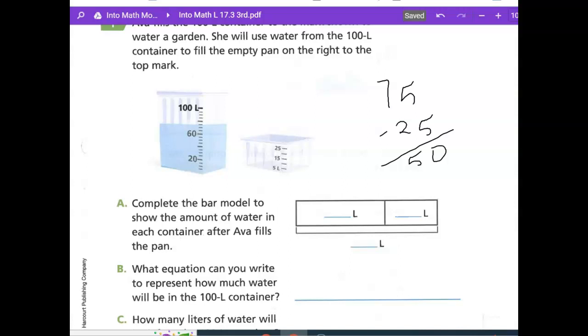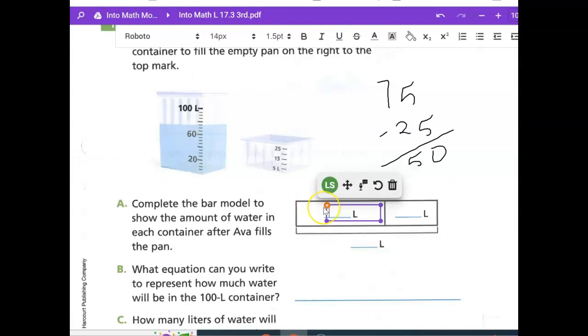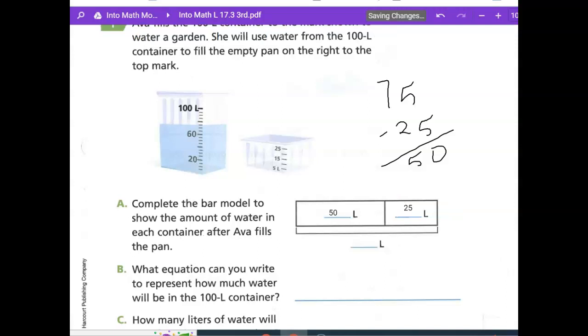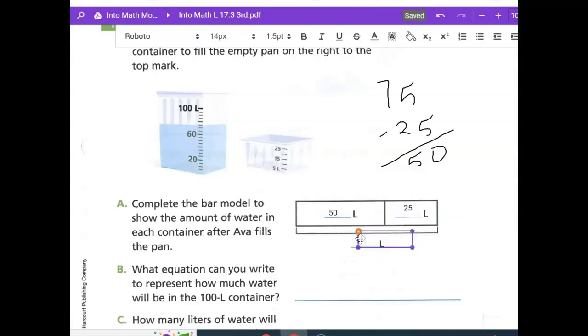So the amount of water in each container after Ava fills the pan, this one would go down 25, and that would leave it at 50, because 75 minus 25 is 50. And then the smaller one on the left or right would have 25. Okay? So all together, there are 75 liters.